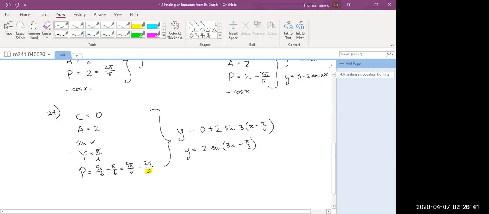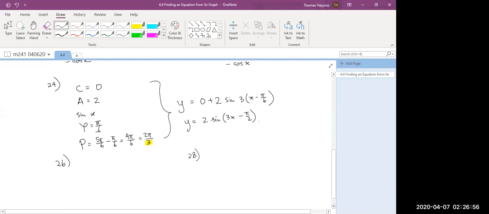Okay, you try number 24, I'm sorry, number 26 and 28. Number 26 and then number 28. Number 26, the center is 0, the amplitude is 3, and the shape of the graph is negative sine. Negative sine shape. How about the phase shift?